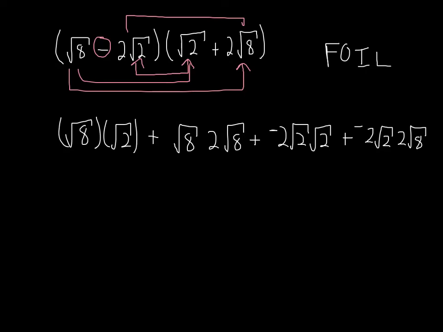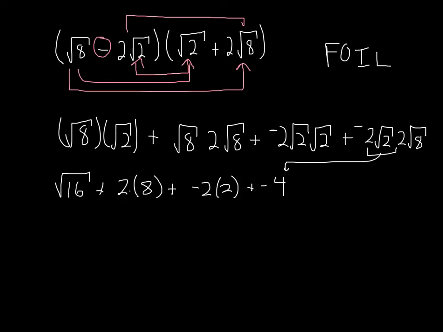Then we can multiply these numbers together. Square root of 8 times square root of 2 is square root of 16, plus 2 times the square root of 8 times the square root of 8 is going to give me 8, plus a negative 2 square root of 2 times square root of 2 is going to give me 2, and then plus a negative 2 times 2 times 2 is going to give me my negative 4, and then I have square root of 2 times 8, 2 times 8, which is 16.